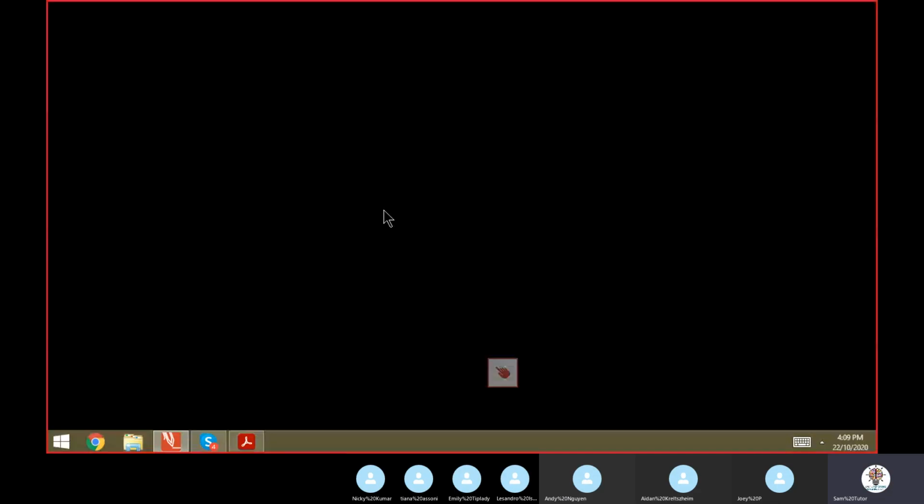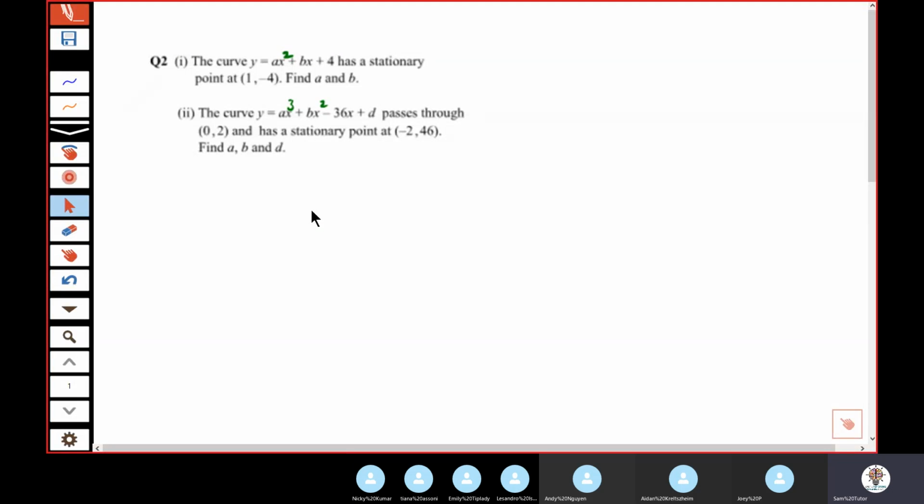All right. So we've got this question. The curve y equals ax squared plus bx plus 4 has a stationary point at (1, -4). Find a and b. I guess what's the general logic to finding a and b? Forget this topic. What would be the skill that you would need eventually to find two missing letters?